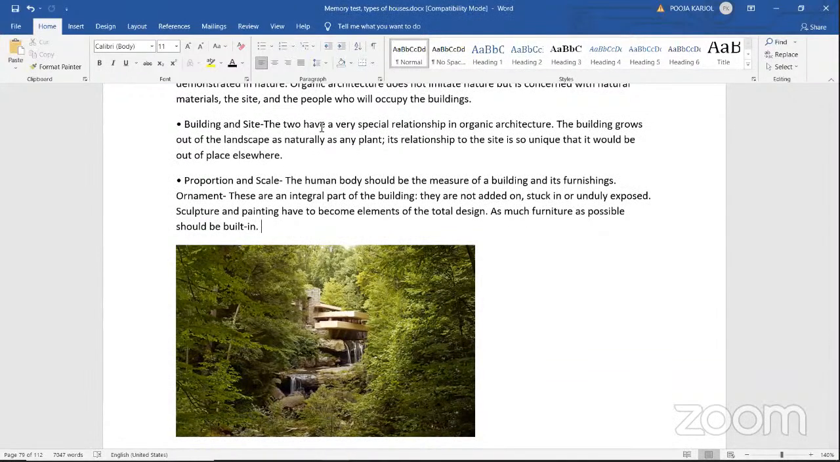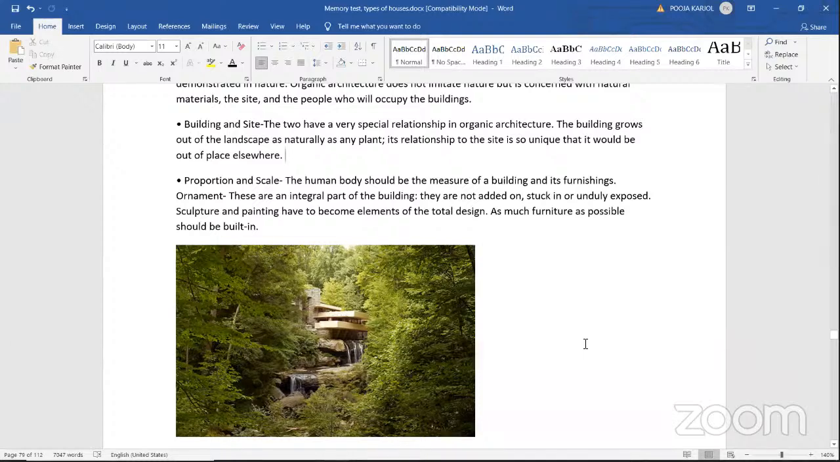Building and site, the two have a very special relationship in organic architecture. The building grows out of a landscape as naturally as any plant. Its relationship to the site is so unique that it would be out of place elsewhere. Meaning, the house, what is this house? Not house, building.